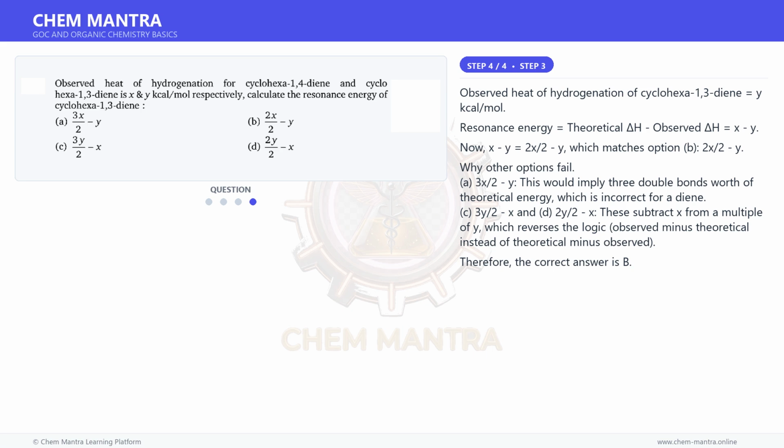Resonance energy is equal to theoretical ΔH minus observed ΔH, which is equal to x minus y. Now, x minus y is equal to 2x minus 2y, which matches option B, 2x minus 2y.